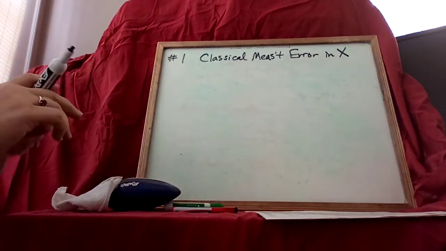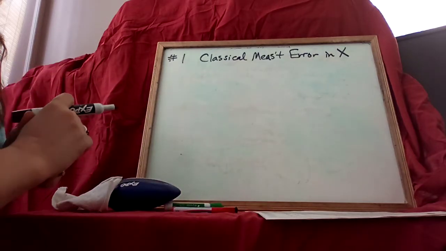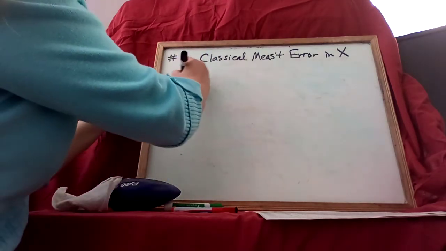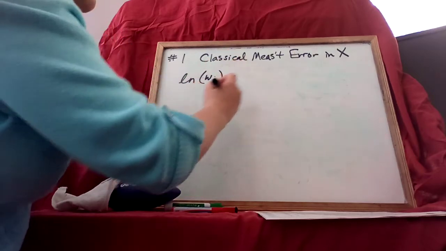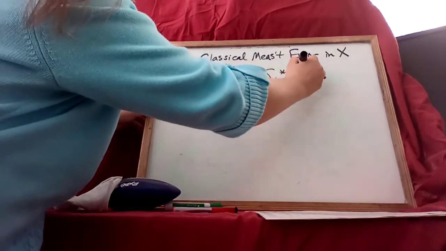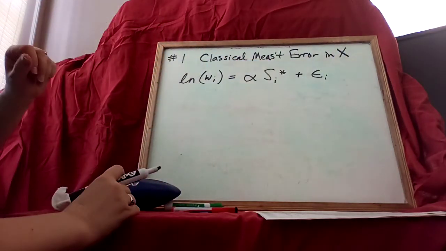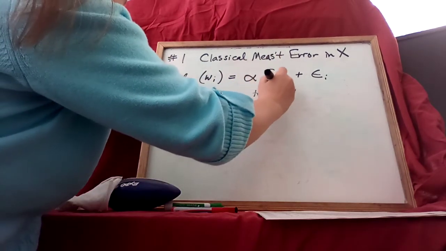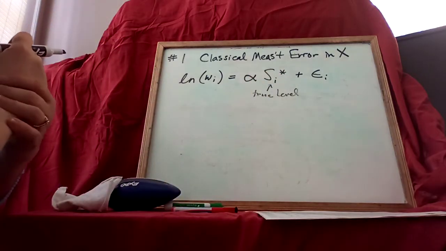I'm going to use as a running example for this a wage equation where we're interested in the effect of schooling on wages, but we are concerned that we have measurement error in schooling. So the actual model that we'd like to run to find the true relationship between schooling and wages is this. Log wages is alpha times S_i star, which is our true level of schooling, and epsilon_i is a well-behaved error term.